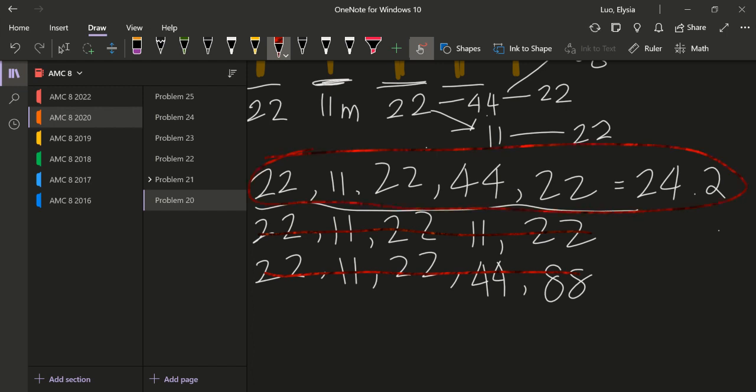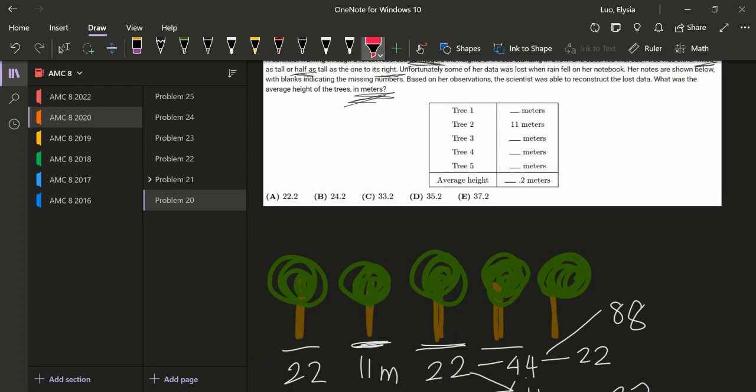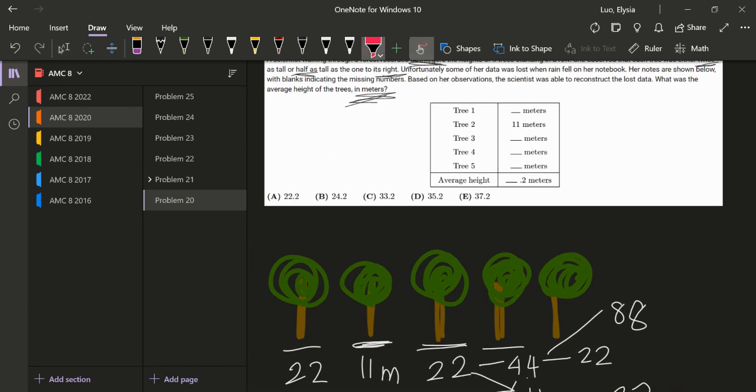Now again, I did all three of them to establish a good habit of not skipping out on any other choices just because you think that the first one is correct. Okay, and is 24.2 an option here? Yes, it is. It is option B, and that is the correct answer for this question.